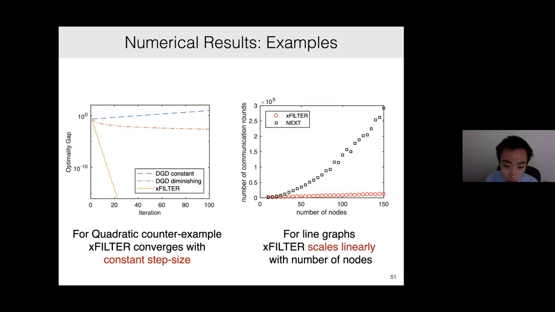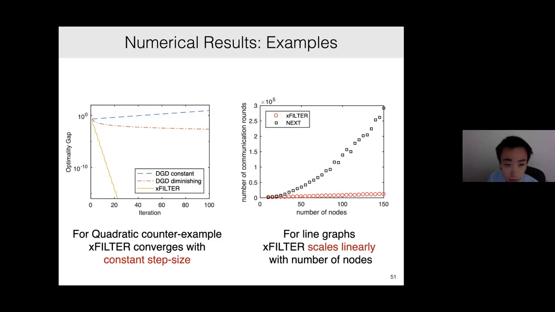Clearly, when we increase up to 150 nodes, the total communication rounds required scales linearly for the proposed methods, but scales quadratically for the traditional methods. So when the problem becomes large, the benefit is clear here.